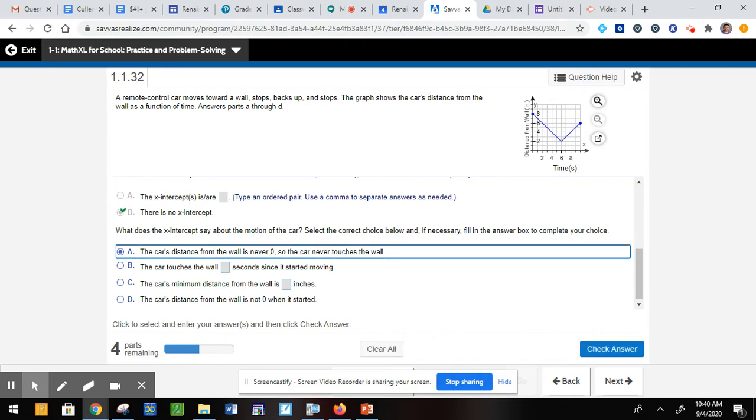Answer choice B says the car touches the wall 0, however many seconds. The car never touches the wall, so B can't be right. Choice C says the car's minimum distance from the wall is how many inches? Well, I guess you could figure that out, but that's not what the x-intercept is telling you because there is no x-intercept. So C is misleading, but not the answer you're going to choose. And then answer choice D says the car's distance from the wall is not 0 when it started. That's true, but it's also not answering the question, which is what does the x-intercept say about the car? So A is your answer there.